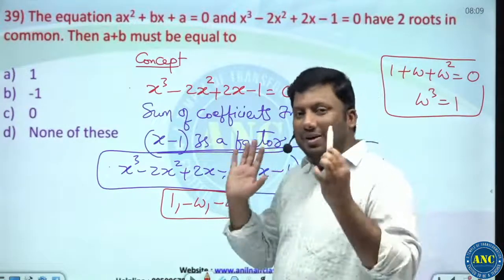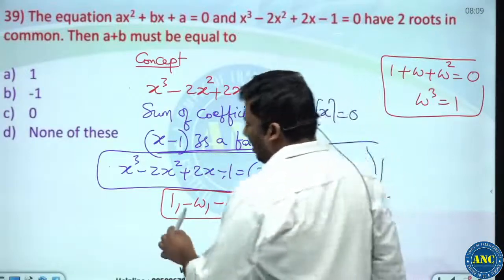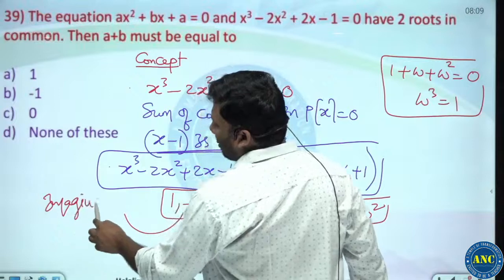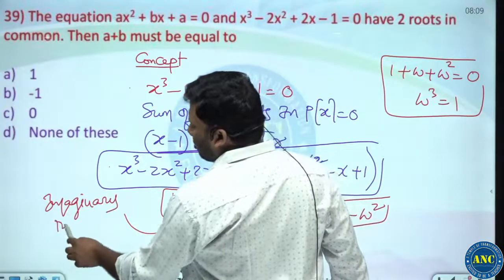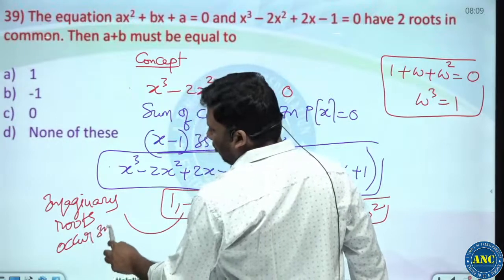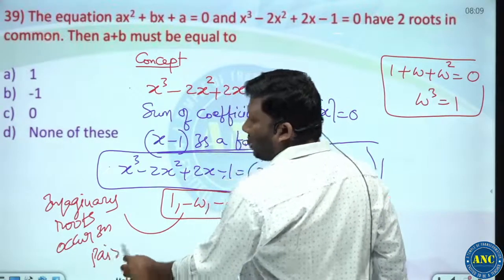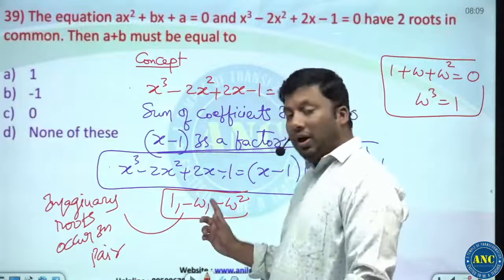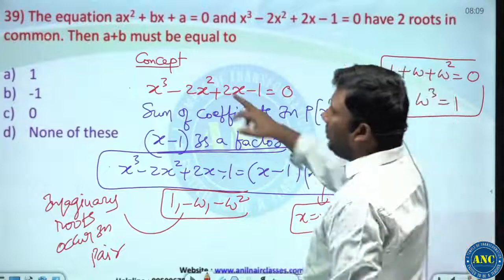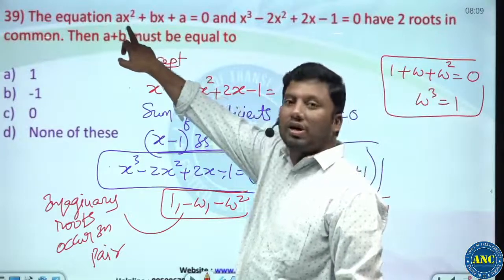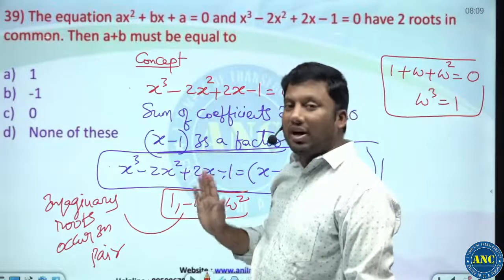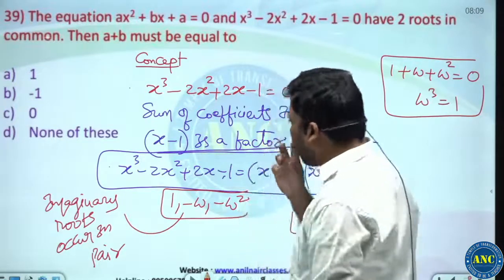Always write, imaginary roots occur in pairs. Conjugate roots occur in pairs. What are the roots for this equation? 1, minus omega, minus omega square. If two roots are common, what will be the two roots? For this also it will be minus omega and minus omega square. It cannot be 1 and minus omega. Why? Because imaginary roots occur in pairs.